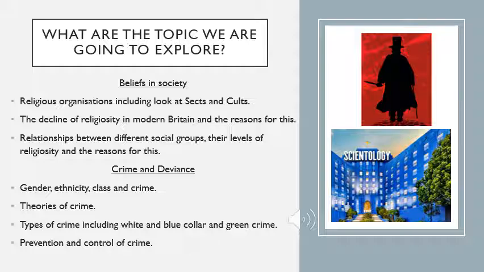And then under crime and deviance, we look at gender, ethnicity, class and crime, how they all relate, how different genders are treated differently in the criminal justice system, same for ethnicity, same for class, and the different crimes that they commit. We also look at theories of crime. We look at types of crime, including white and blue collar crime and green crime, and then we also look at prevention and control of crime.